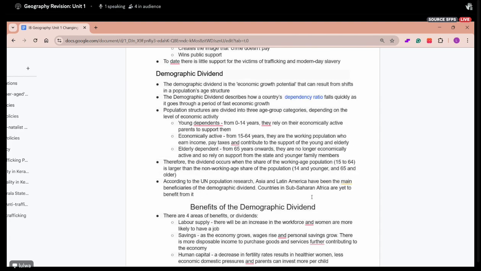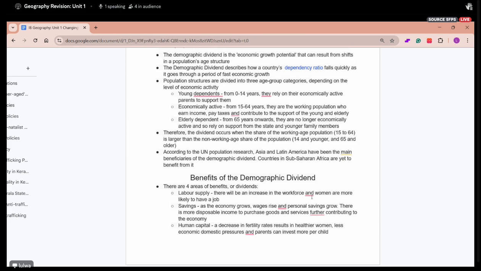All right, what is a demographic dividend? Demographic dividend is the economic growth potential that can result from shifts in a population's age structure. So, for example, it describes how a country's dependency ratio falls quickly as it goes through a period of fast economic growth. Population structures are divided into 3 age group categories, as we mentioned before. Therefore, the dividend occurs when the share of the working age is larger than the non-working age. So when the working age population makes a lot of economic contributions to the country.